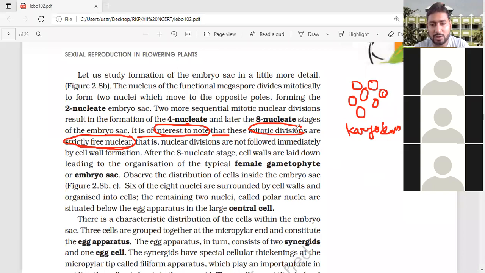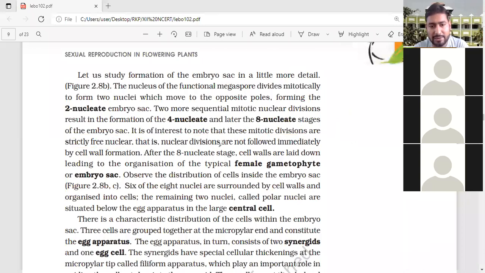So why is it of interest? Because only karyokinesis takes place, meaning free nuclear mitotic division occurs and no cytokinesis happens. The nuclear divisions are not immediately followed by cell wall formation. Cell wall formation means cytokinesis, so cytokinesis does not take place.